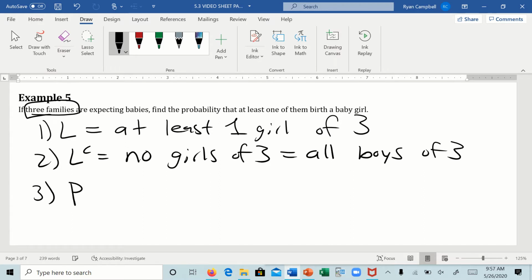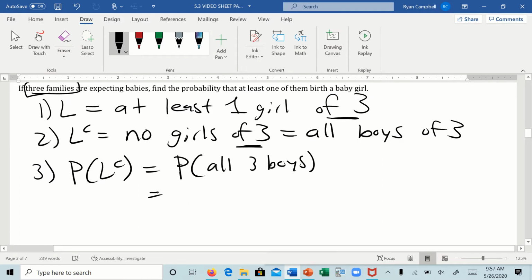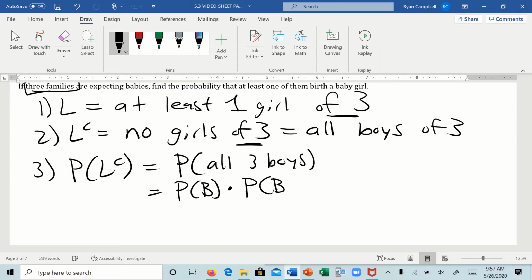So find the probability of LC, right? Which is the probability of all 3 boys. And so this is why it's important to have that "of 3" right here, right? Because if you don't know how many boys you're looking at, you're not going to be able to do this part of the problem. So we have all boys, right? That's more than 1, so we got to tell ourselves that story. So what happens? A family has a baby and it's a boy. A family has another baby and it's a boy. A family has another baby and it's a boy.